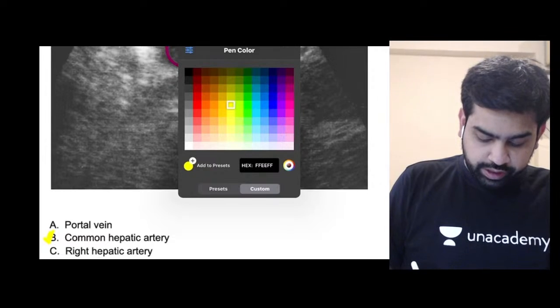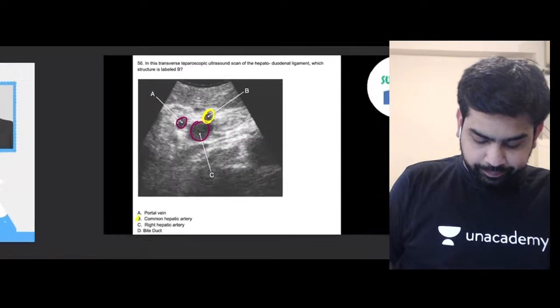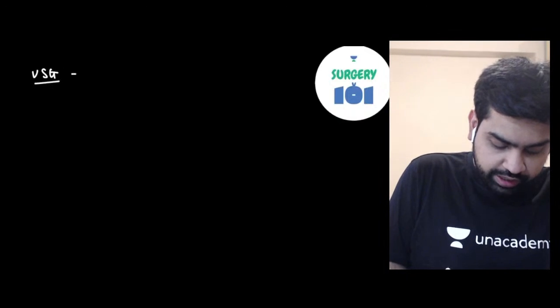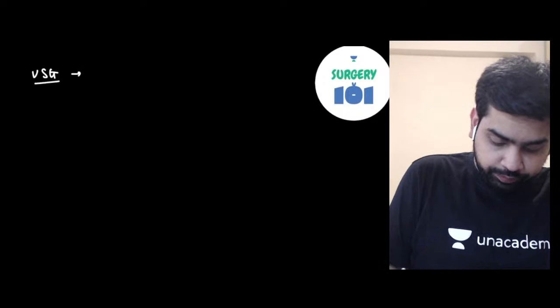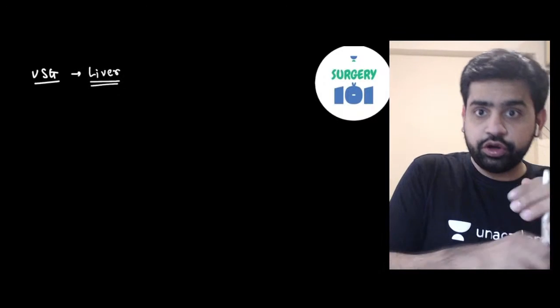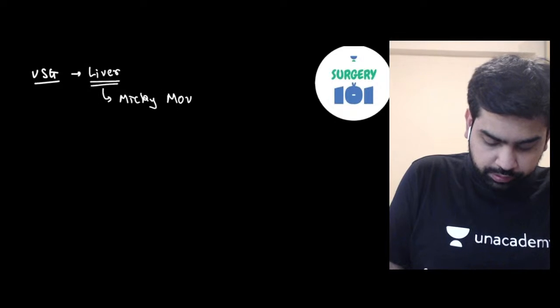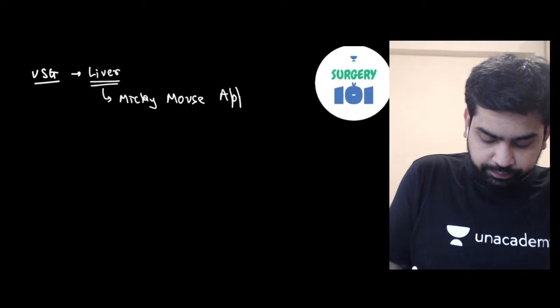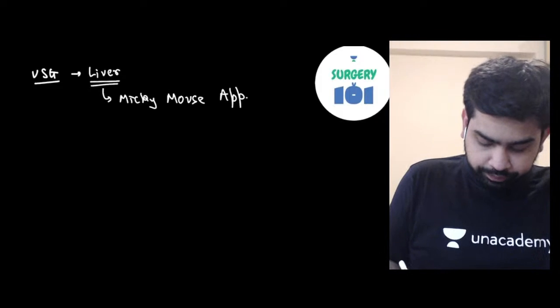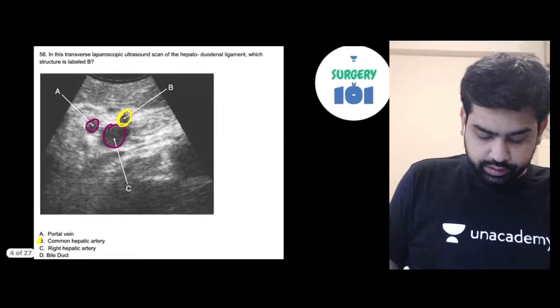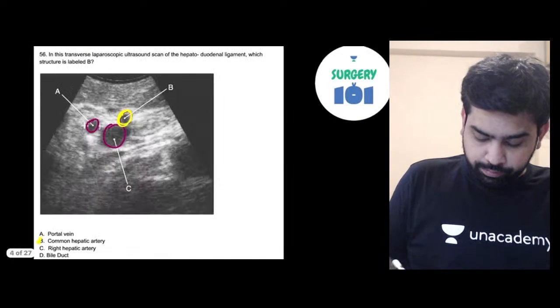Now, what you need to understand over here is that you must have heard of a Mickey Mouse appearance, which you basically get on the USG. When you perform a USG in the liver, you get something which is referred to as a Mickey Mouse appearance. Now, the lower part is basically formed by your portal vein.